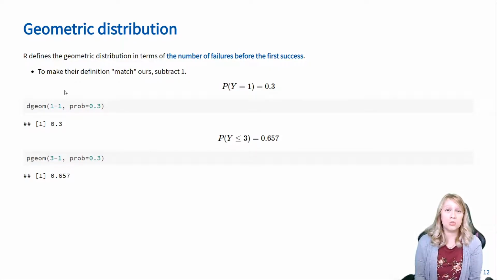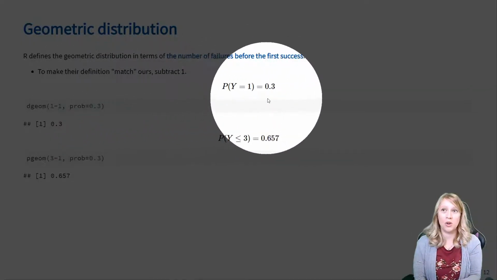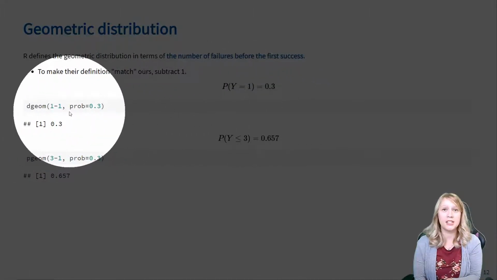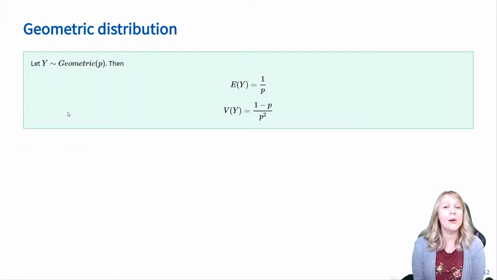So for us, in order to work with this distribution in the way that we have defined it, or the way that we have parameterized it, we will just simply subtract 1. So for us, in order to get the probability that y is equal to 1 to be 0.3, we'll use the dgeom function. We'll just take 1 minus 1 as opposed to 1. And here we get the probabilities that we were expecting. So just remember, there is a slightly different definition or a slightly different parameterization in R versus what we're working with in our textbook.